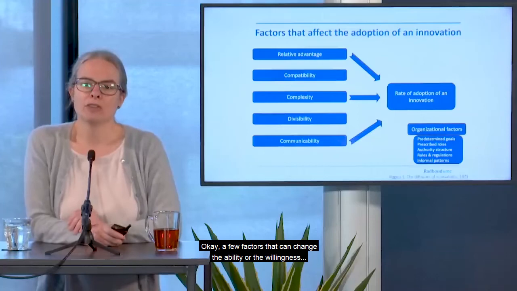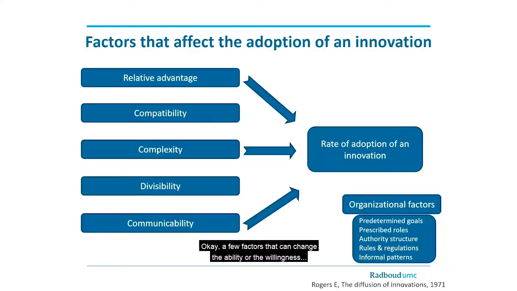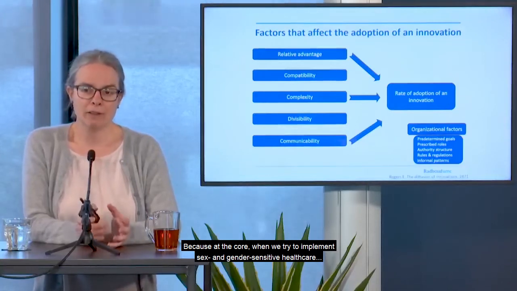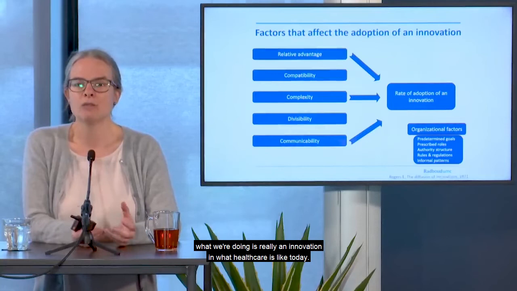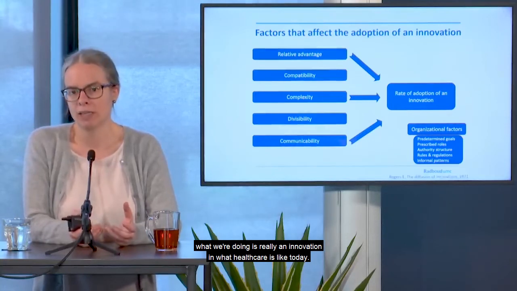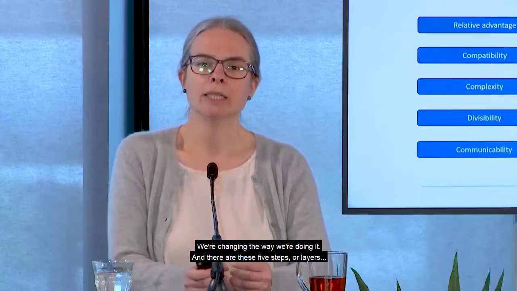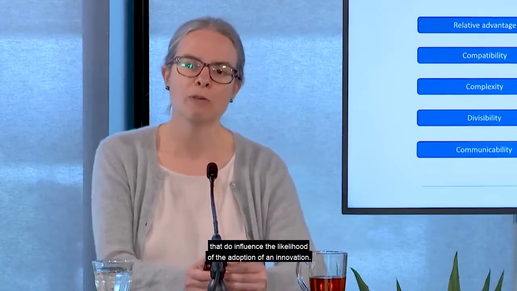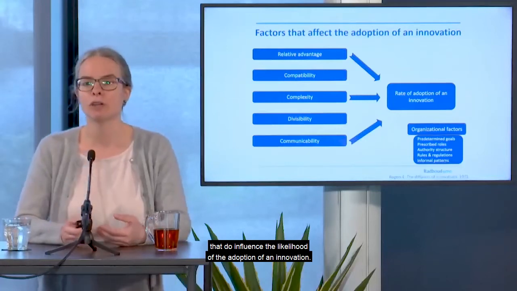Okay, a few factors can change the ability, the willingness, or the success of an implementation process. I specifically talk here about the adoption of an innovation, because at the core, when we try to implement sex and gender sensitive healthcare, what we're doing is really an innovation in what healthcare is like today. So we're changing the way we're doing it. And there are these 5 steps or 5 layers that influence the likelihood of the adoption of an innovation.